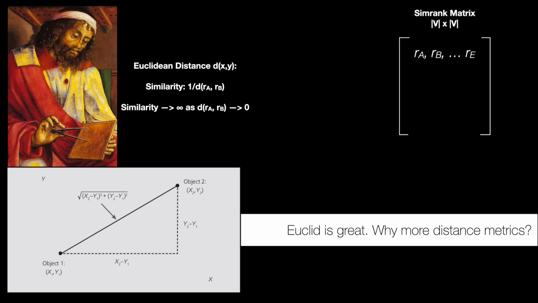Now, a reasonable question here is, if Euclidean distance is great, it's the first one that a lot of people learn in school, why do we need more distance metrics? So remember, part of the objectives for this lecture are to be able to describe at least three such distance metrics. So Euclidean distance is one. Why do we need more than that?